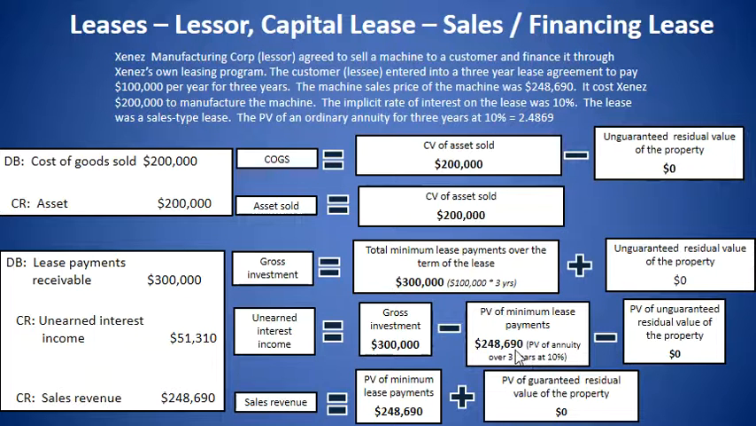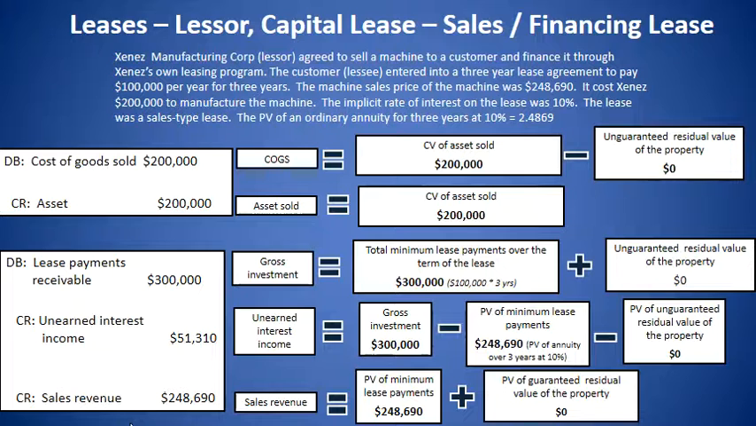And we got that by the $300,000 times the present value of the annuity over 3 years at 10%, minus the present value of any unguaranteed residual value of the property, which in this case is zero. So our gross investment, or basically our unearned interest income, will be our gross investment of $300,000 minus the present value of our minimum lease payments of $248,690. So that becomes $51,310. This is the amount that will be amortized over 3 years to recognize the interest earned on the lease.